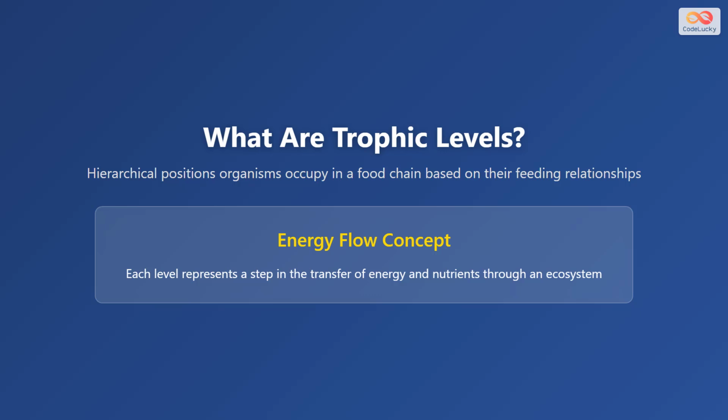Trophic levels represent hierarchical positions that organisms occupy in a food chain based on their feeding relationships. Think of them as steps or stages in the transfer of energy through an ecosystem. Each level represents a distinct step in how energy and nutrients move from one organism to another. The key concept to understand is energy flow. As energy moves from one trophic level to the next, it decreases, which is why ecosystems have this structured, hierarchical organization.